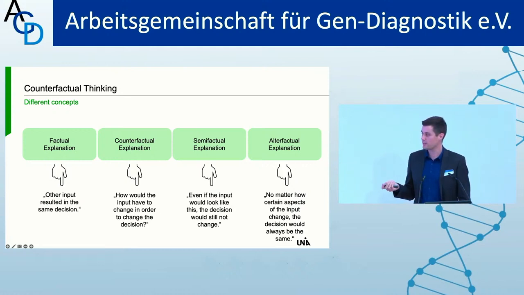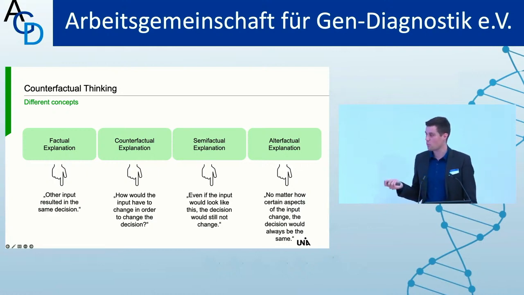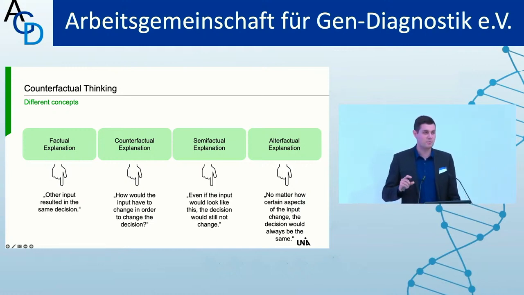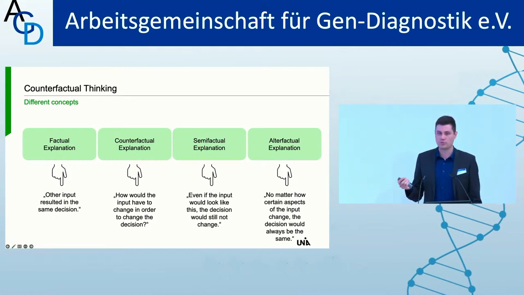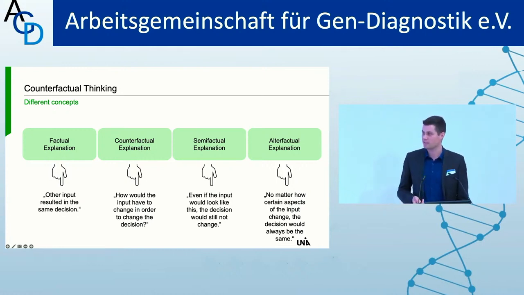And counterfactual explanations, which have been invented by our chair recently, say that no matter how certain aspects of the input change, the decision would always be the same. So it just alters the completely irrelevant features. So you see afterwards which of the features do not contribute at all to the decision making, but it doesn't really give you a hint what could have or should have been changed to alter the decision.